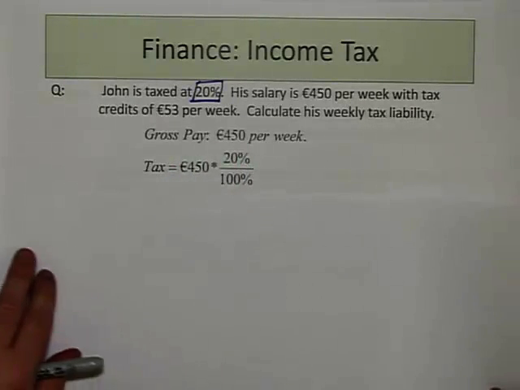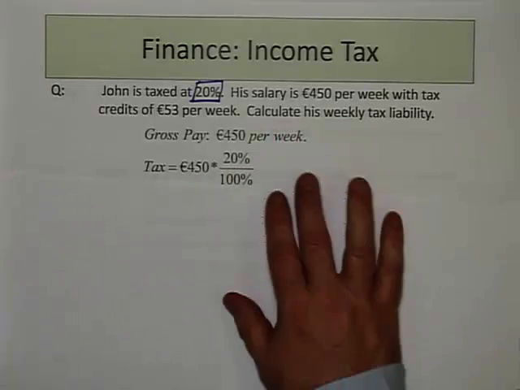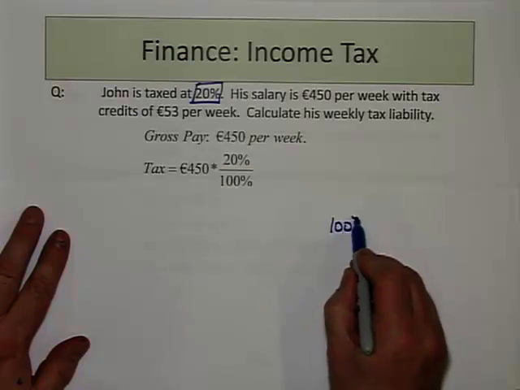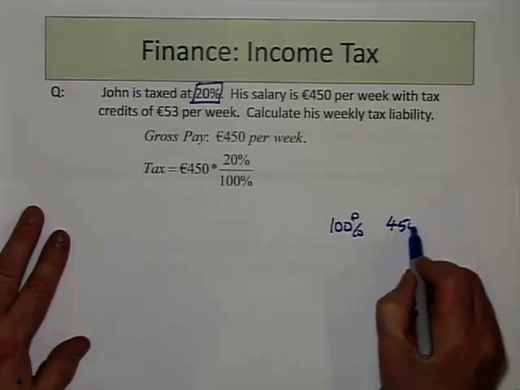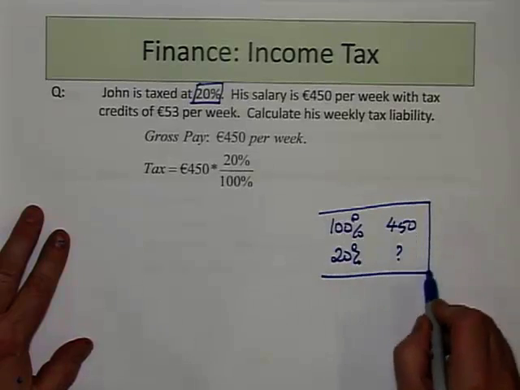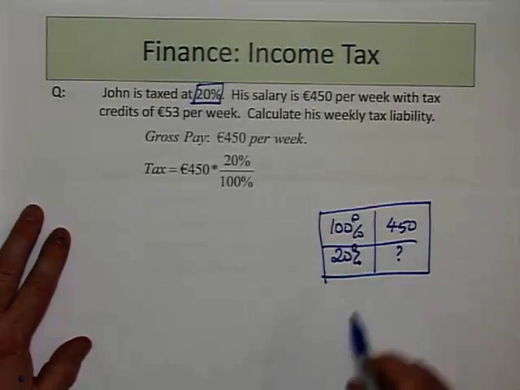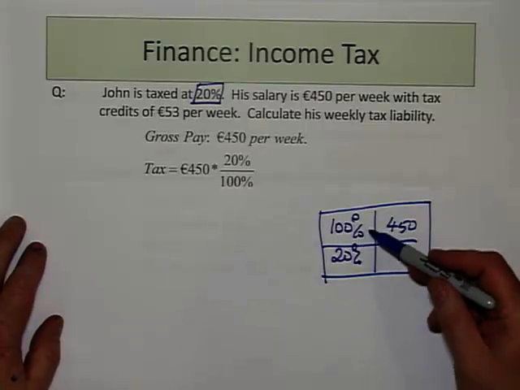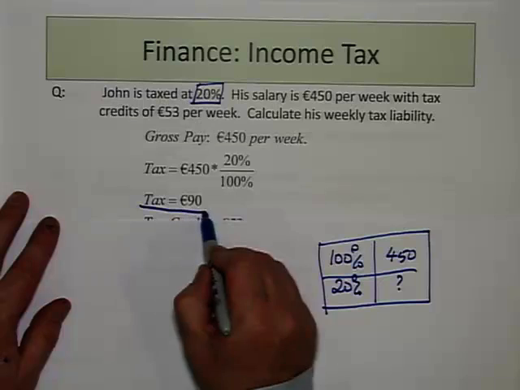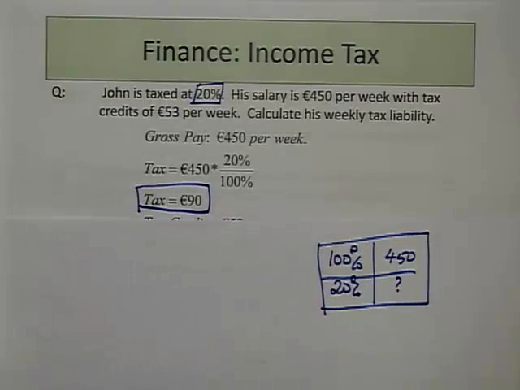Now we have to say that 20% of that is going to go on tax. Now we can get the 20% in lots of ways. We can say 100% is $450, 20% is what? We can work out that calculation, plug it in the calculator, it's a fifth. 20 is to 100 as a fifth is to that. So we find that his tax bill is 90.